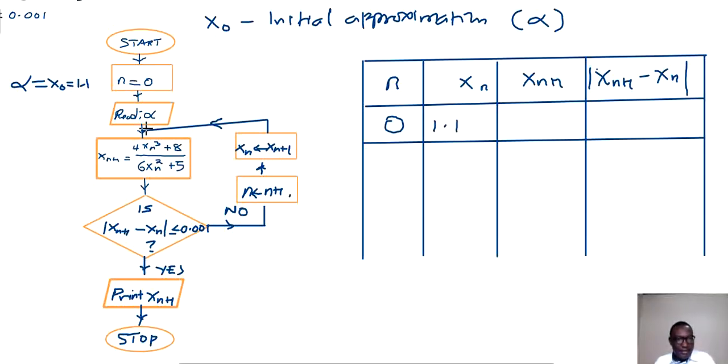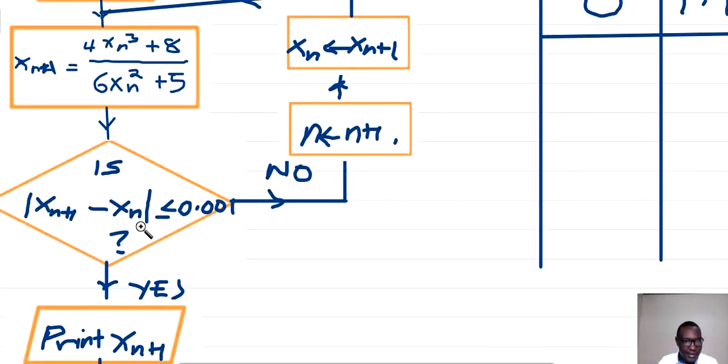So we have read alpha. Get ready with our calculator there. So we are going to compute the next approximation xn+1. So when you put in 1.1, you are going to get 1.6000, to 4 decimal places. So we have finished computing here. We are moving down. We need to compute the magnitude of xn+1 − xn.